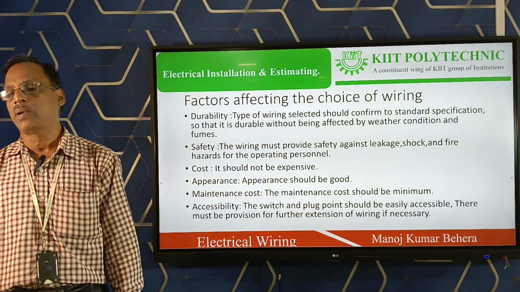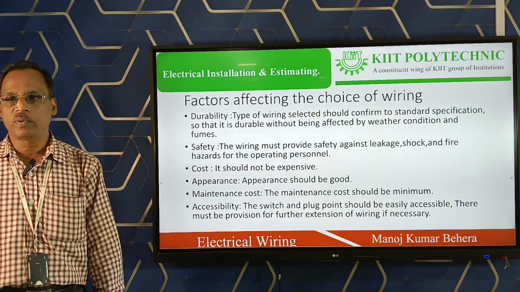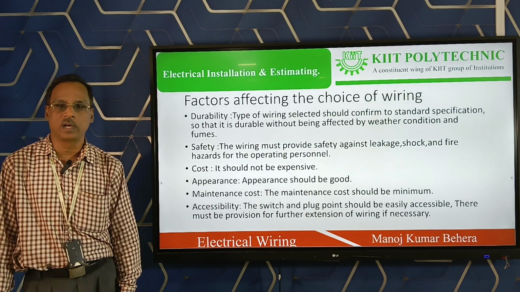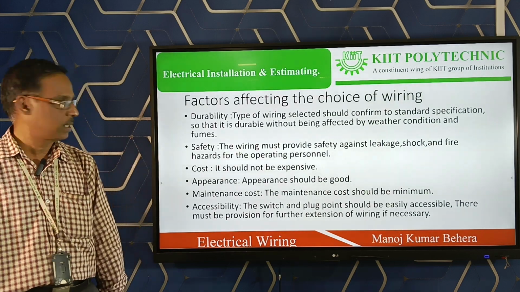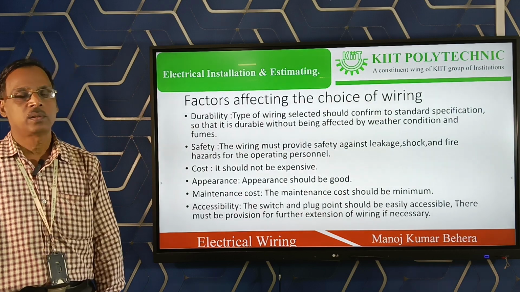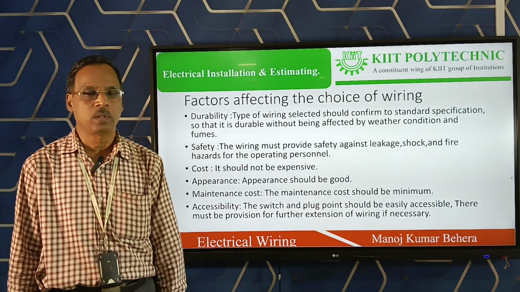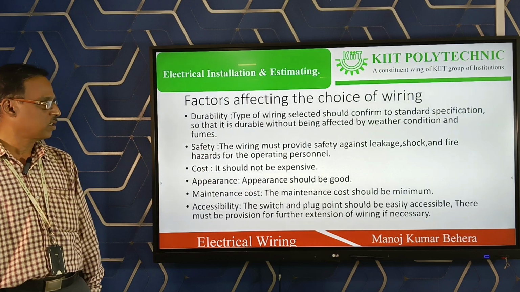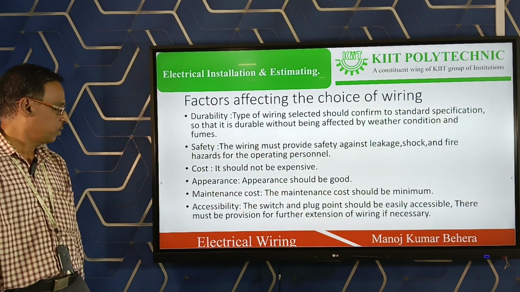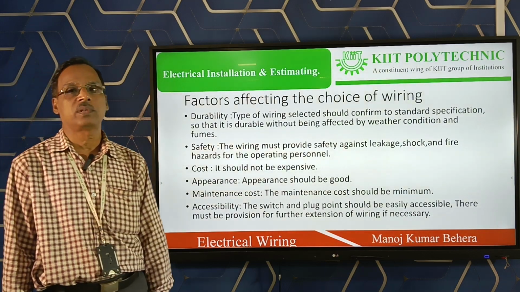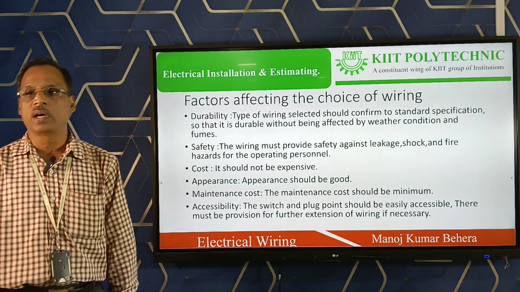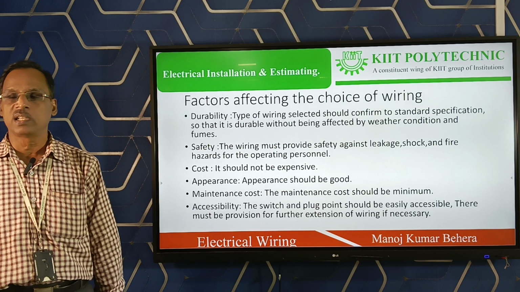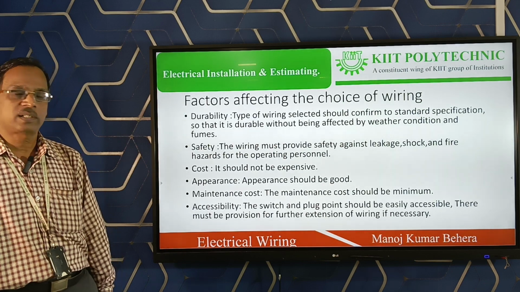Cost is a major factor of this type of wiring. Before considering any type of wiring, we should consider the cost. So it should suit your pocket. Next is appearance. The wiring appearance should be good, and maintenance cost should be minimum. Accessibility means the chance of extension of this type of wiring. So we should consider that if any further extension is required, we can extend it easily.